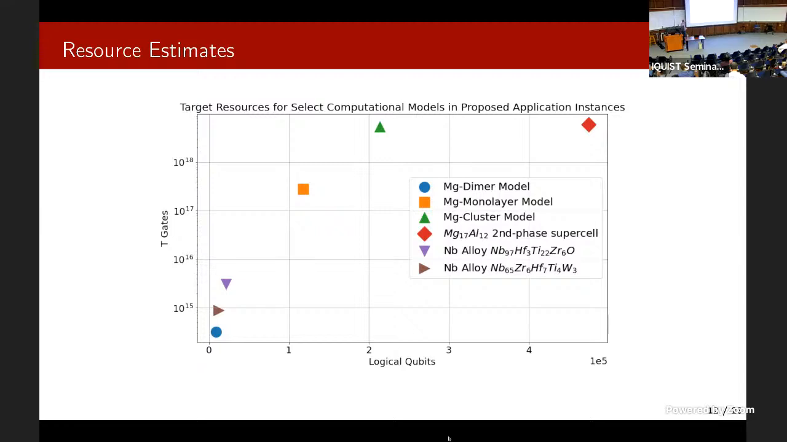The other axis is how many logical qubits, not physical, logical qubits you would need. There, you're talking about 20,000 logical qubits. 20,000 logical qubits doing 10 to the 18th T-gates. That's very, very large.